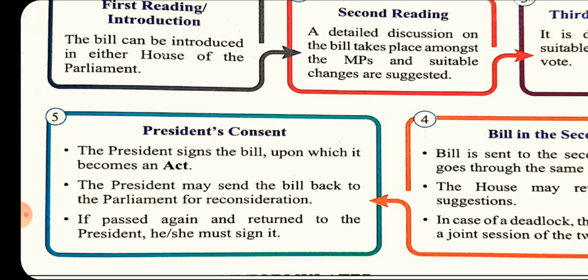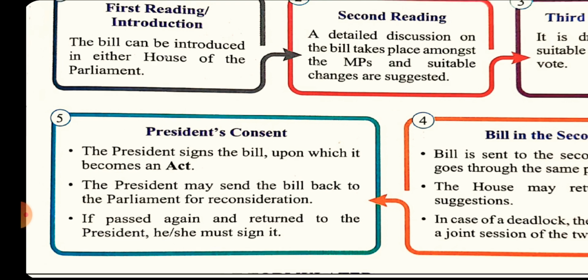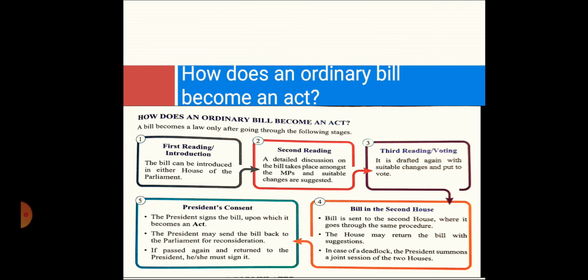If the president signs it, it will become an act. But the president may send the bill back to the parliament for reconsideration. If the president has some doubts about it, he or she can send that bill again to the parliament, or to the houses, to reconsider it. If passed again by the houses, it is returned to the president and he or she must sign it. So this is the process which is followed.